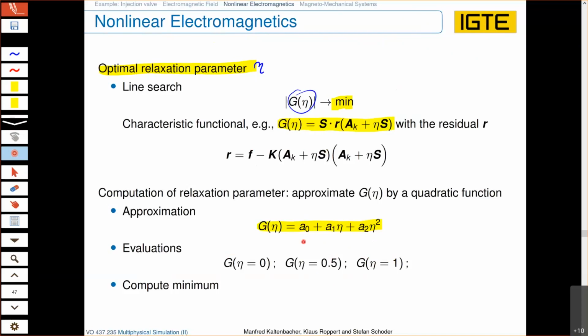and can get the 3 coefficients. And from this simple scalar function, it should then be no problem to find where it takes on the minimum value. And for this minimum value, we can then evaluate the correct relaxation parameter or line search parameter eta. Okay, so this is the approach. And if you look into the literature for all nonlinear partial differential equations, not only in electromagnetics, but also structural mechanics or acoustics or whatever you are solving, you will find very similar approaches.